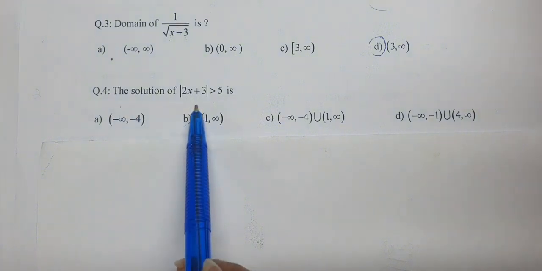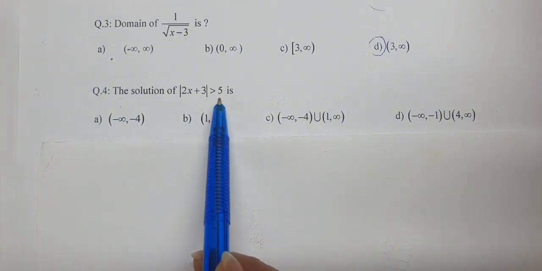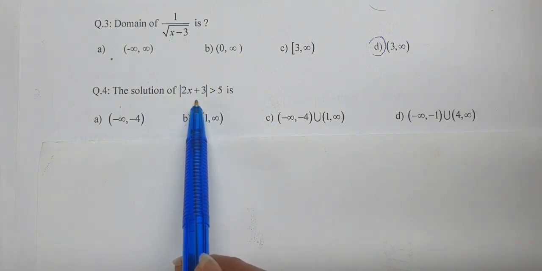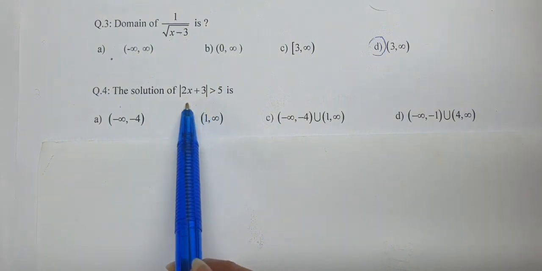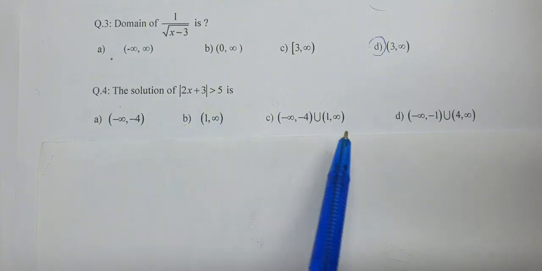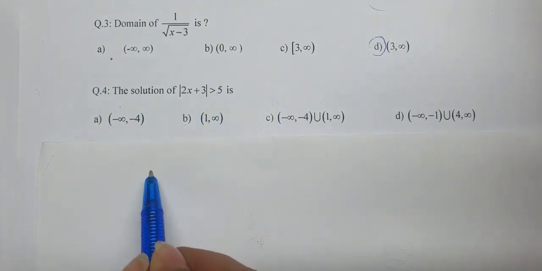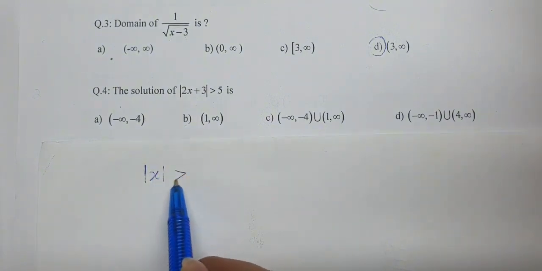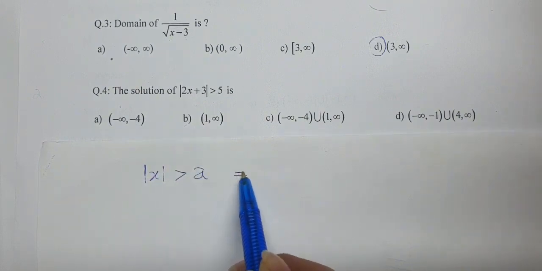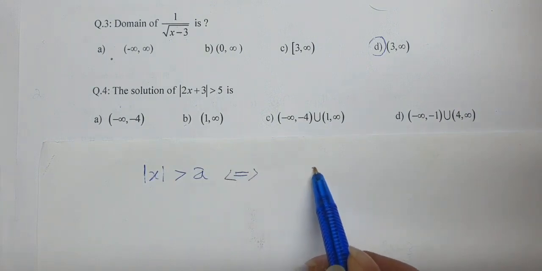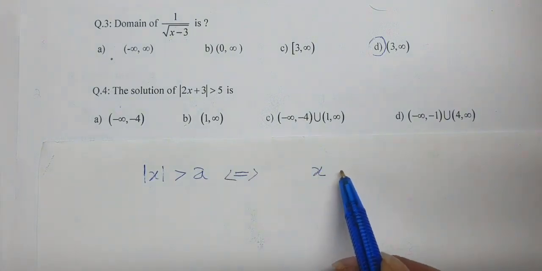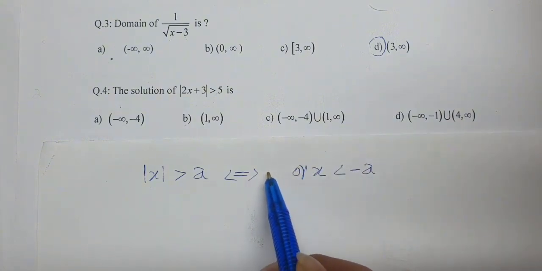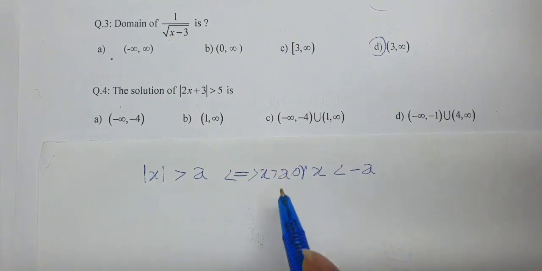In the fourth problem, we are given an absolute value inequality, and in order to solve that, we will use the property of absolute value inequality in interval form, and after the solution we will determine the right option given over here. So here we will use the property: absolute value of x is greater than a if and only if x is strictly less than negative a or x is greater than a.